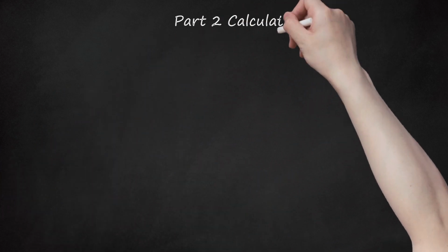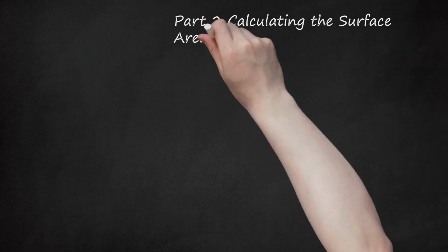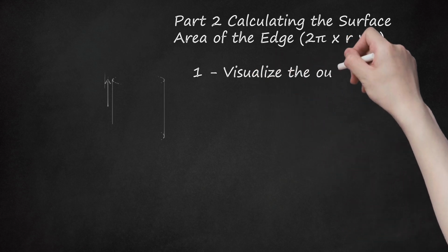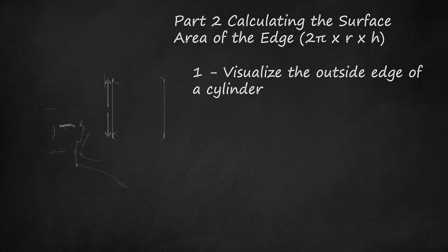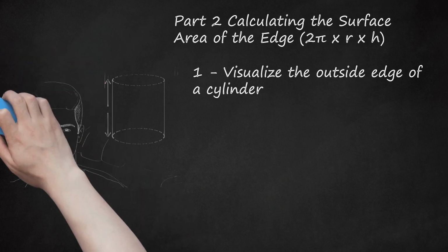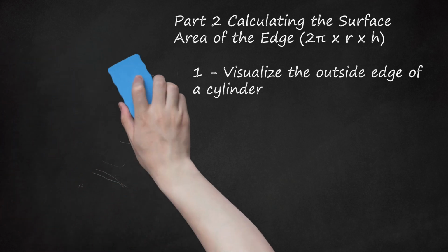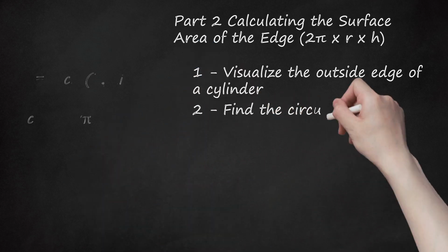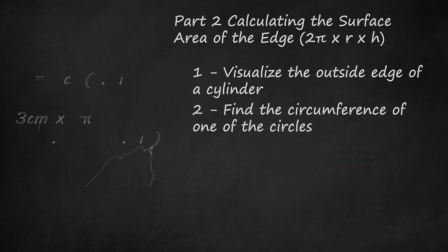Part 2. Calculating the surface area of the edge, 2 pi times r times h. 1. Visualize the outside edge of a cylinder. When you visualize a cylindrical soup can, you should see a top and a bottom base. The bases are connected to each other by a wall of the can. The radius of the wall is the same as the radius of the base, but unlike the base, the wall has height.